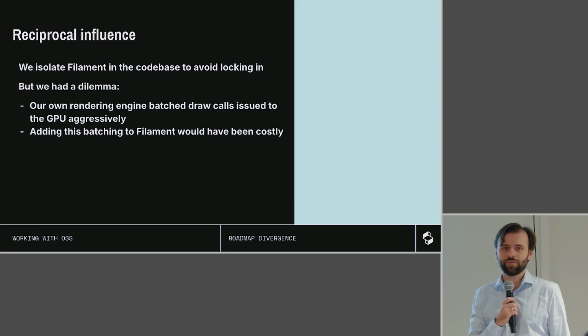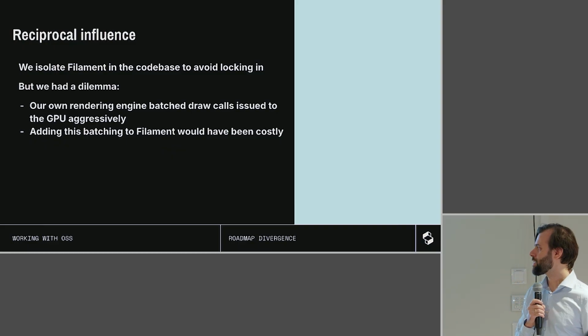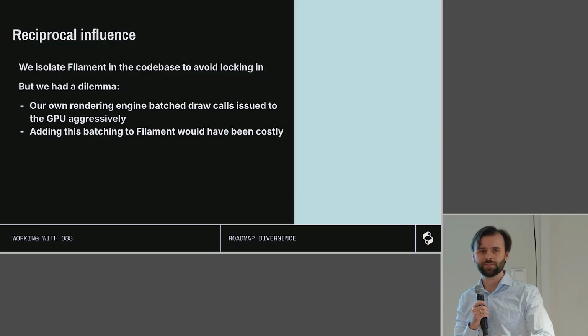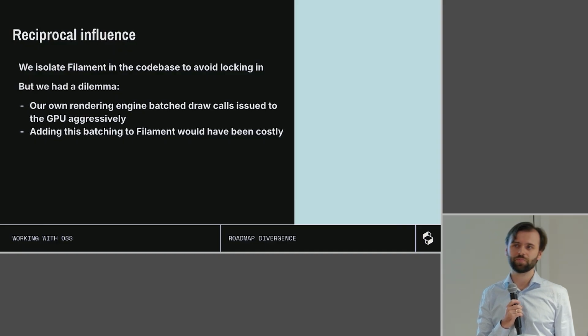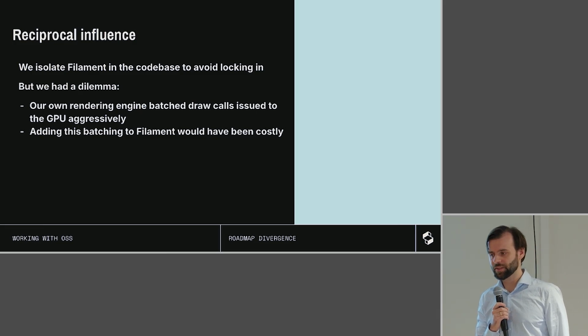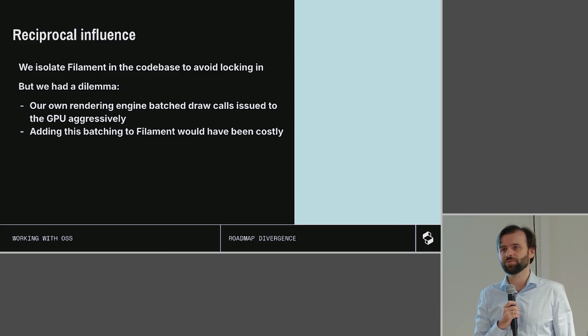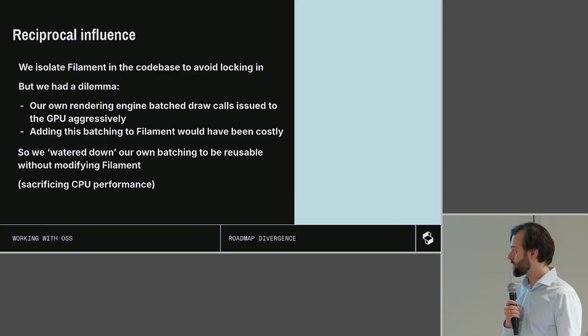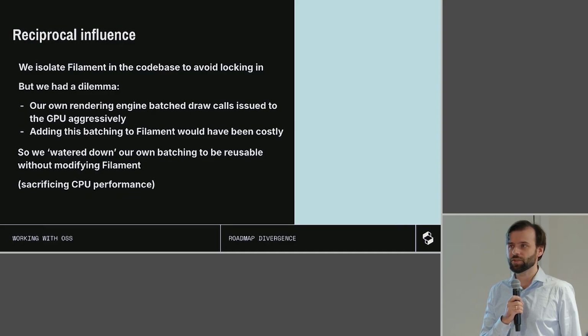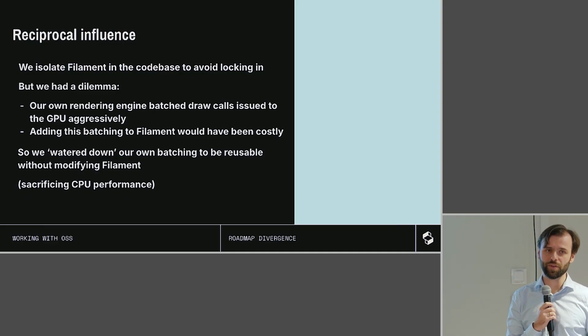And our rendering engine had a very aggressive batching strategy. The problem with this strategy was it wasn't reusable in the other engine, in Filament, that we pulled in. And it would have been a big change to Filament if we wanted to somehow reuse it there. And we already had a lot of changes in Filament, so we didn't want to diverge even more. So this time we ended up changing our batching strategy to fit both rendering engines at the cost of losing some CPU performance.